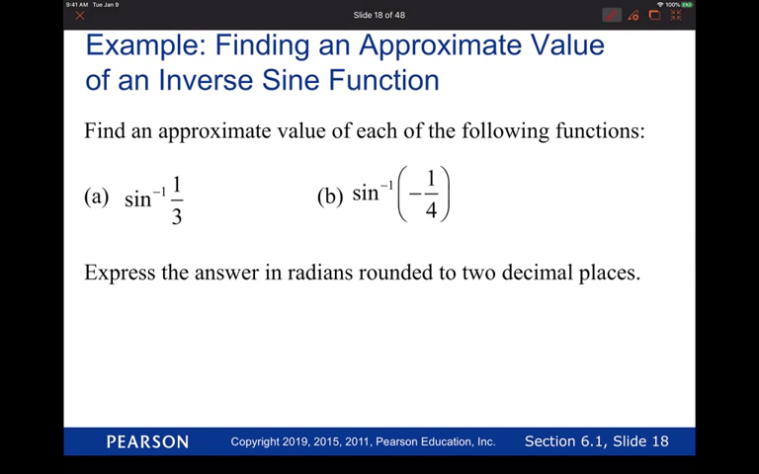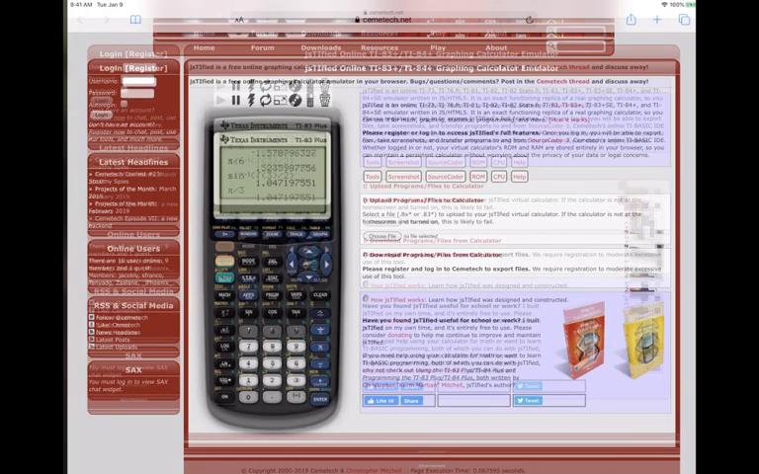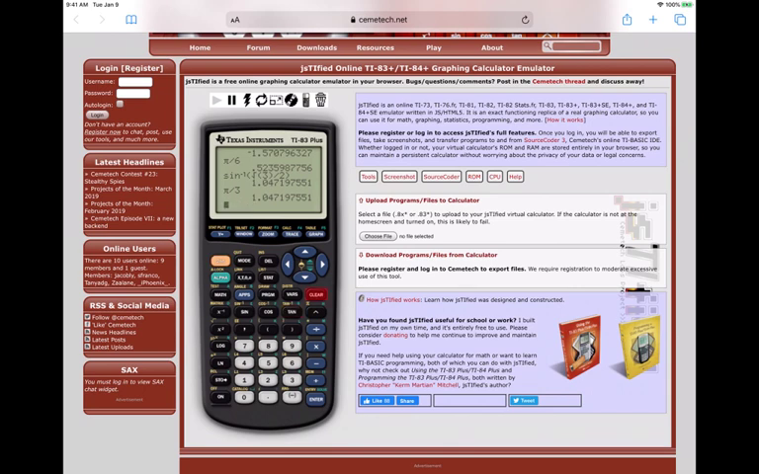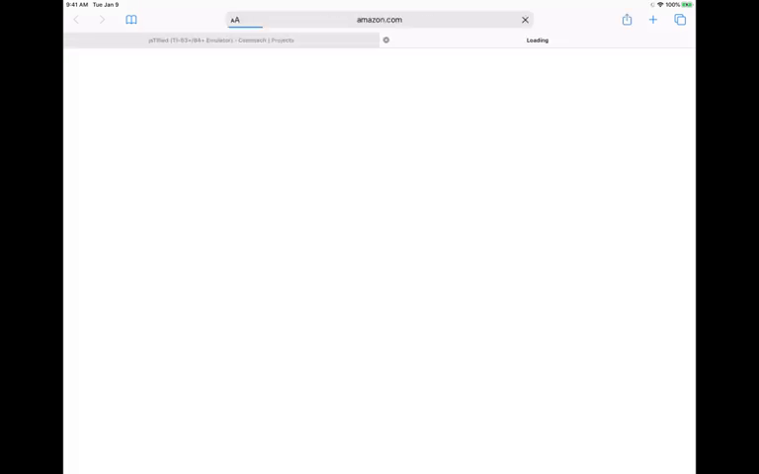How do you think we're going to do this? If it says express the answer in radians rounded to 2 decimal places, how would you do this? Yeah, just calculate it, right? If it asks for an approximate answer, just plug it in the calculator. So if you plug this in your calculator, what result do you get? Inverse sine of a third.